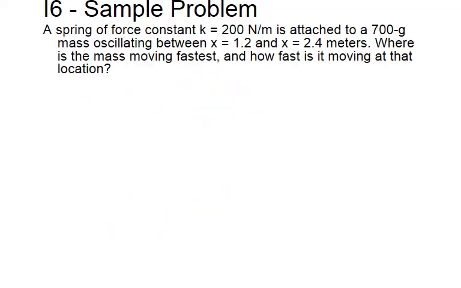Let's take a look at this one. This is a spring, and we have a 700 gram mass attached to it. It's oscillating between 1.2 and 2.4 meters. So these are the two locations it's going back and forth between. Where is it moving the fastest? So what location is it on x where it's moving the fastest? And then how fast is it moving there?